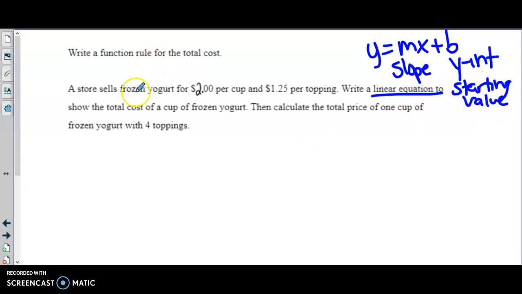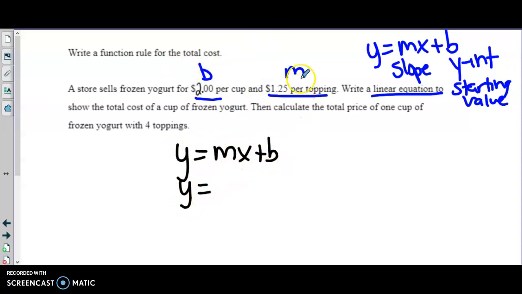So if I look at my equation, a store sells frozen yogurts for $2 per cup. That's my starting value, so that's going to be my y-intercept, plus $1.25 per topping. That's the amount that changes. If you get 1 topping, it's just $1.25. If you get 2 toppings, that's $2.50. If you get 3 toppings, and so on and so forth. That changes each time. So this is your rate of change, which means that's the slope. And now we go to plug them in our formula. The m is our slope, which is $1.25, and the b is our starting value, which is $2. So this is our formula.